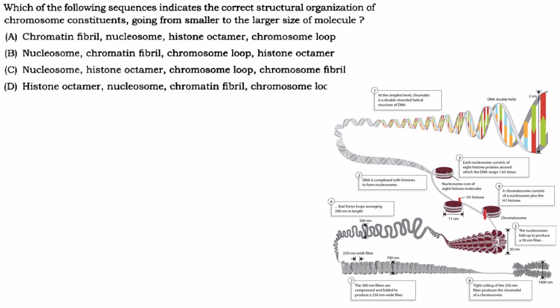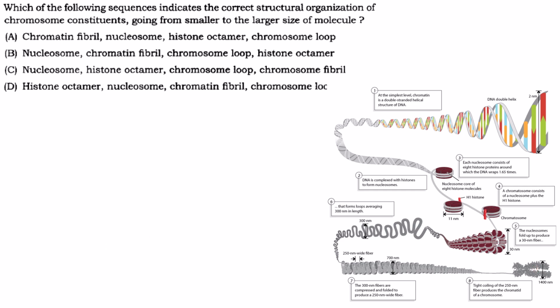Then next one, which of the following sequences indicates the correct structural organization of chromosome constituents going from smaller to larger size of molecule? So here you have the DNA, then the DNA is wound around the histones. Then there is the nucleosome, which is the beads-on-a-string arrangement. Then the nucleosomes condense together to form the solenoid. Then there are the chromatin fibrils which form loops. Again they will condense together and you will get the final condensed chromosome.